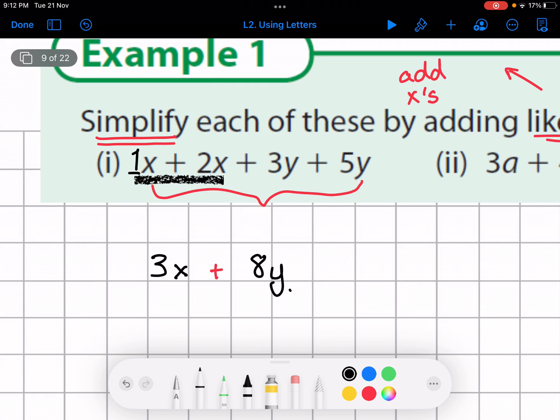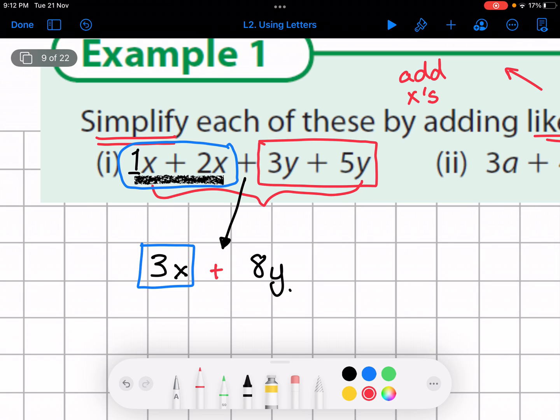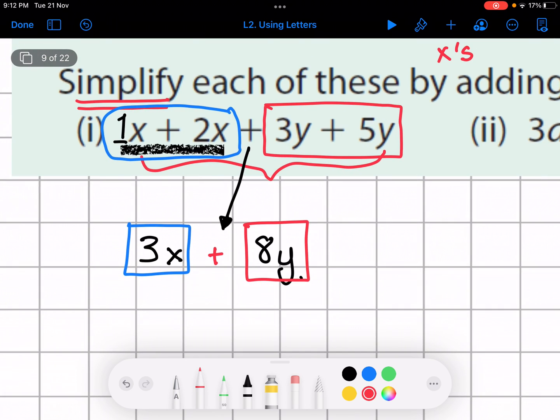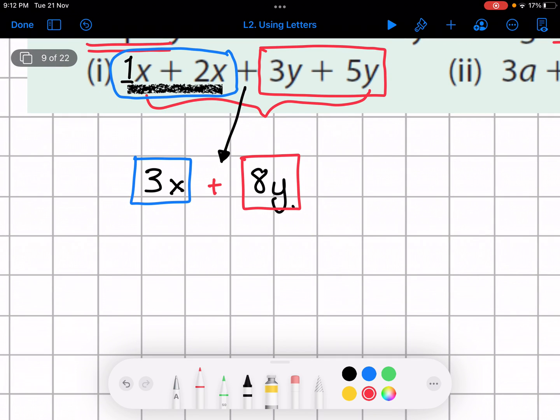3x plus 8y. Here I have added the x's together. So 1x plus 2x to get me 3x. Then I just brought down my plus sign and I added the y's together. So I have 3y plus 5y to give me 8y. Can we make that sum any simpler? No. We have added all the y's together. We have added all the x's together. You can't add an x and a y.